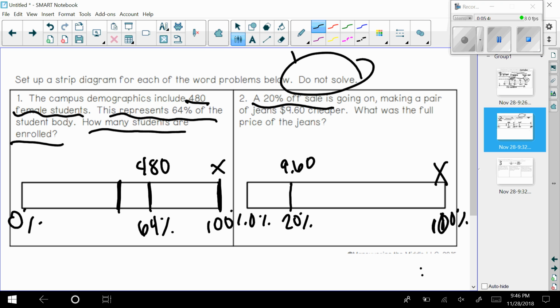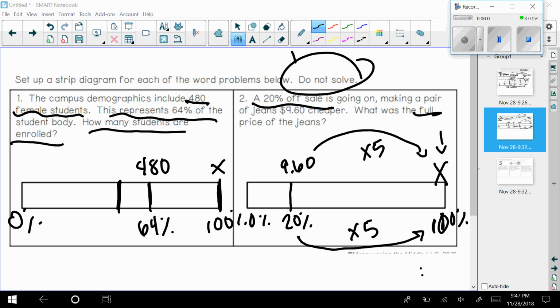This is a very sloppy 100. And I know it says not to solve, but you can see real easy the scale factor here would be times 5, because 20 times 5 is 100. And then that means up here you would do the same thing, times 5, which would give you the full price. So when the x is over the 100, what you're trying to find is the full price, 100% of whatever the price was.